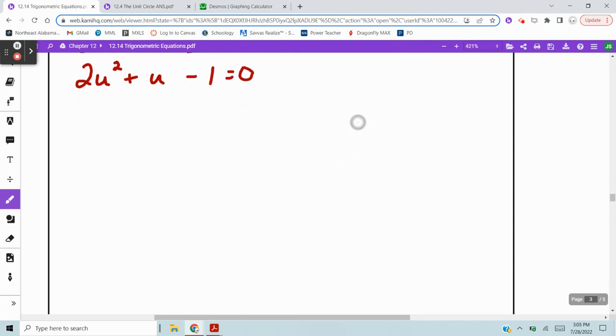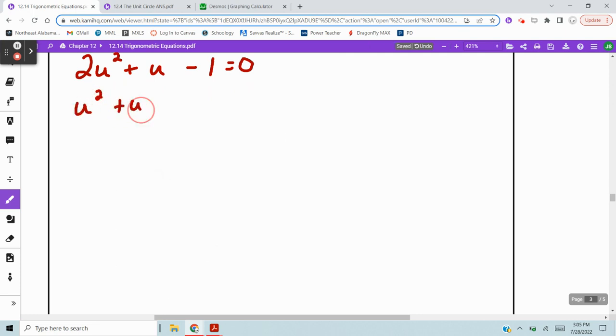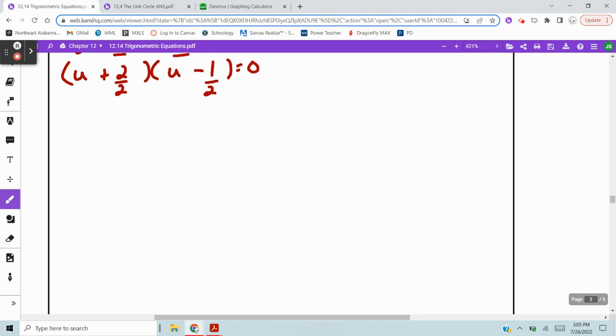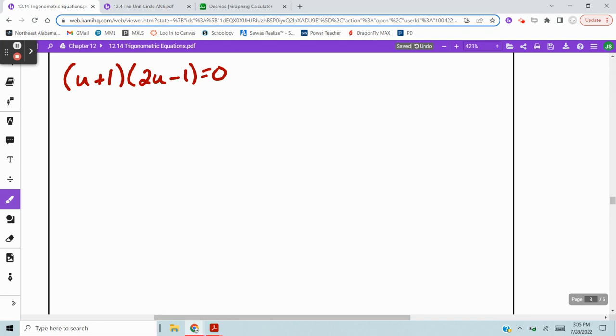And then you just have a slip and slide or a bottoms up problem. Move the 2 to the end. That's going to be u squared plus u minus 2 is 0. 2 sets of parentheses. It's going to be u and u. Add to give you 1, multiply to give you negative 2. It would be a positive 2 and a negative 1. The number that you moved is now divided by. You now have u plus 1, and that will not divide or reduce. So let's move the 2 back up to the front, and that'd be 2u minus 1. Once you set each of these equal to 0, you get u is negative 1 and u is 1/2.